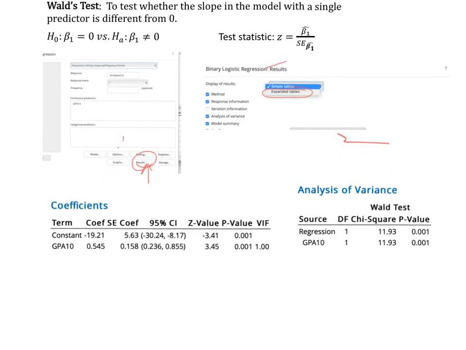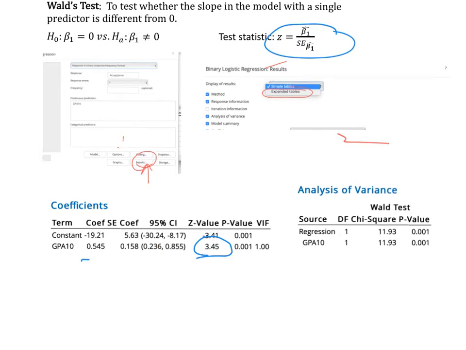Okay, so let's look at interpreting this. Just a couple of things. Your z-test statistic turns out to be right here, 3.45. And you can see up here that to get that z-test statistic, you take beta 1 hat and divide by its standard error. So if you were to take 0.545, that's your beta 1 hat, and divide by its standard error, 0.158, you'd get that z-test statistic. Again, if you don't choose expanded tables, you won't see this. You'll get just this part of the output.